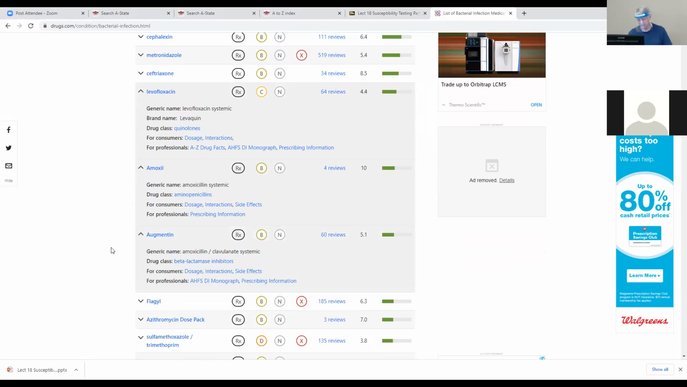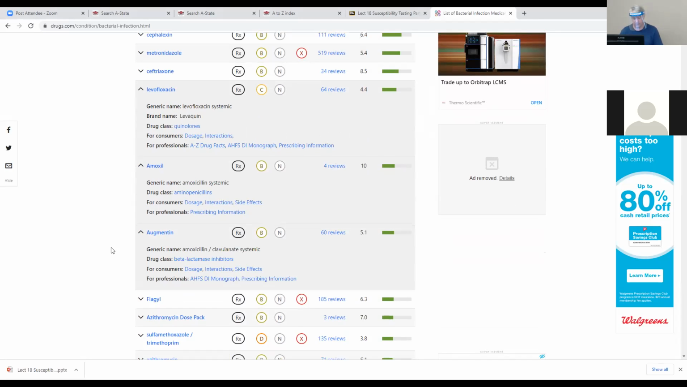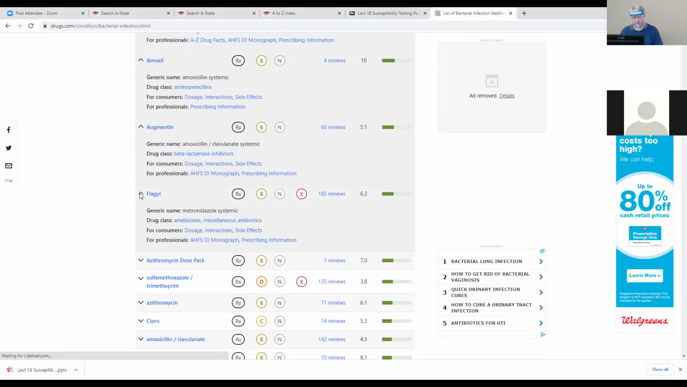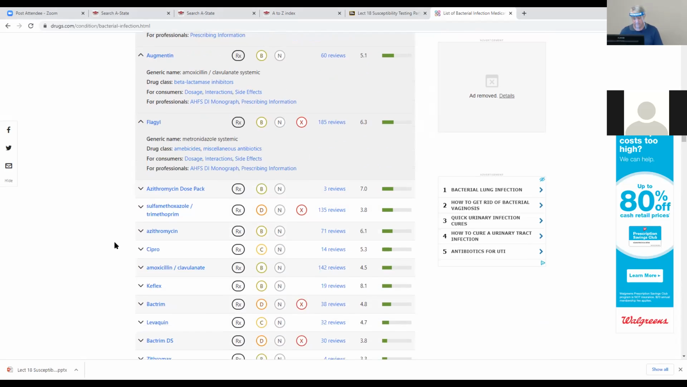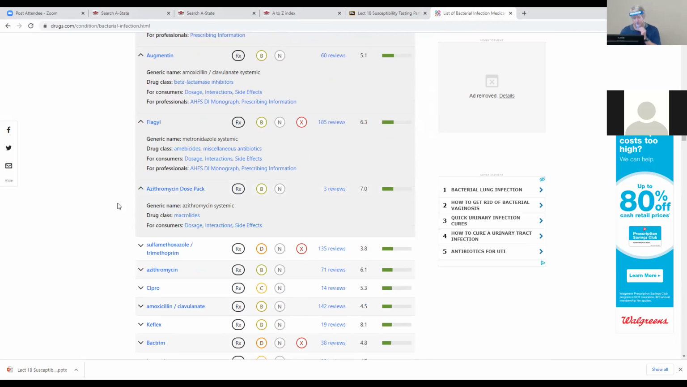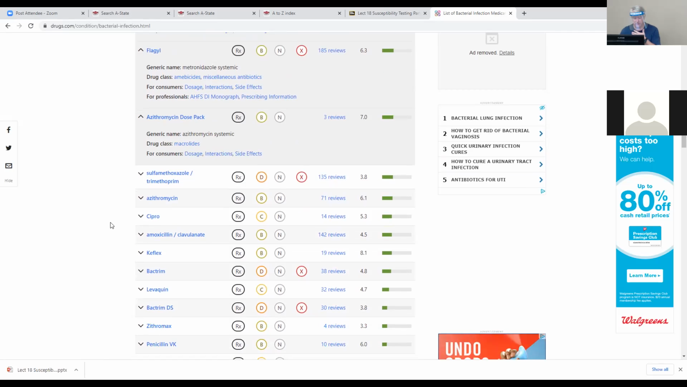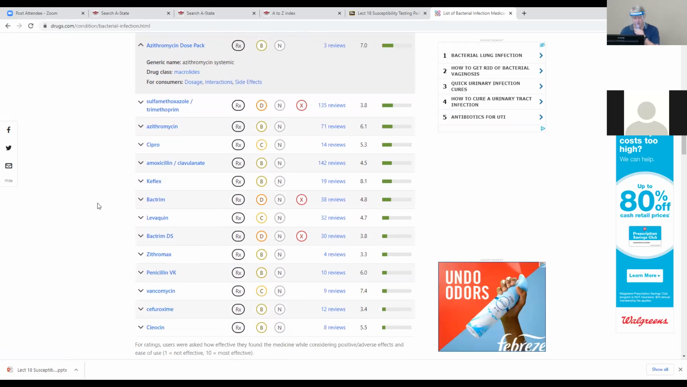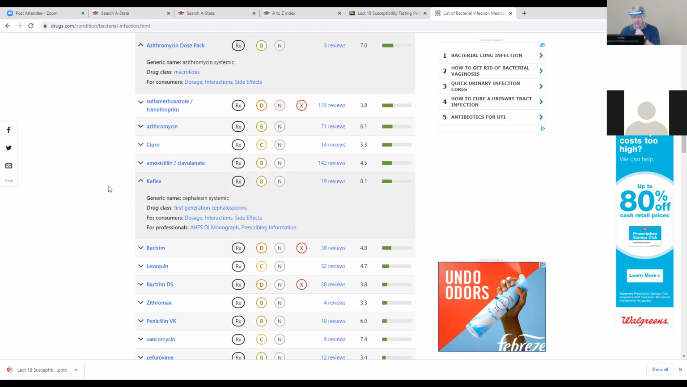Augmentin is amoxicillin with clavulanate. So it's a combination of the two. Beta-lactamase inhibitor. Augmentin is pretty fragile. And we talked about that. The azithromycin dose pack. The macrolide. There's Cipro again. There's amoxicillin clavulanate. Keyflex, that used to be one I got all the time. Cephalexin, first generation cephalosporin.